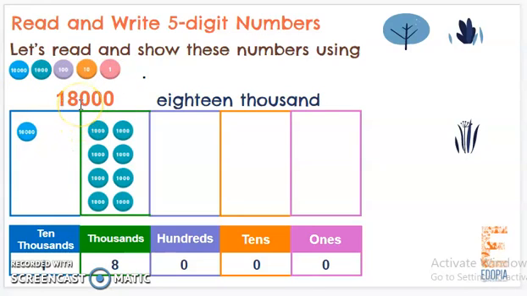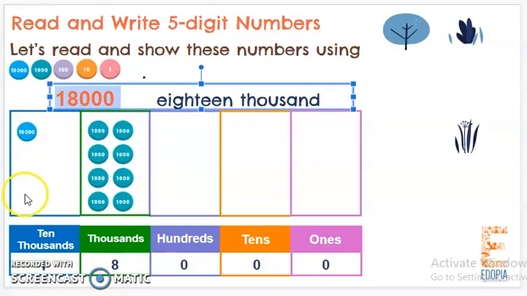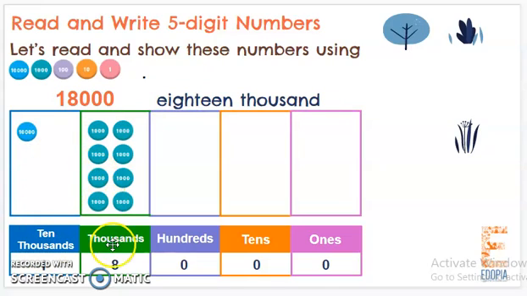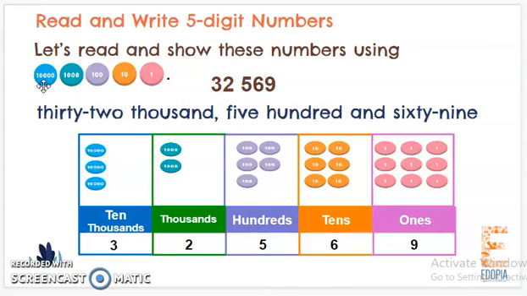Here we have 18,000. 18,000 includes 1 counter of 10,000, 8 counters of thousands, 0 counters of 100, no counters of tens and ones. Let's try this number. 32,569. By using the counters of 10,000, 1,000, 100, tens and ones, we know that this number has 3 counters of 10,000, 2 counters of 1,000, 5 counters of hundreds, 6 counters of tens, and 9 counters of ones.